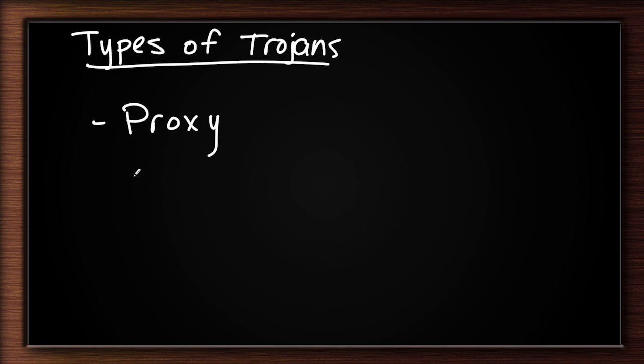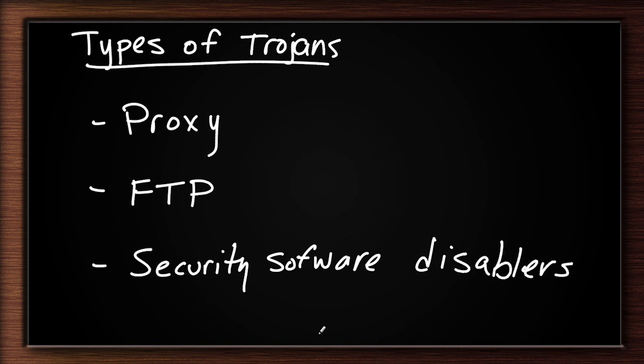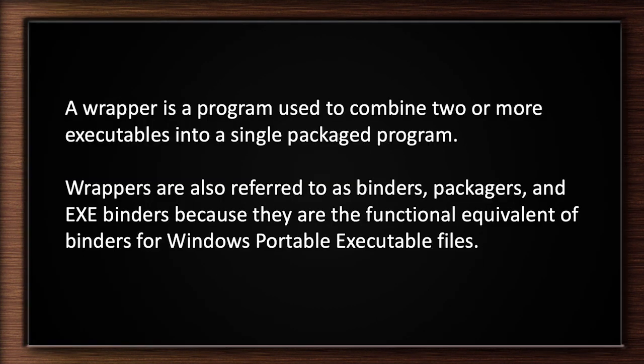There are proxy Trojans, and basically these Trojans are designed to work as a proxy program that helps an attacker hide and perform activities from a victim's computer and not his or her own. There are many other types. There are FTP Trojans designed to work with port 21 over FTP. There are security software disablers, and these Trojans are designed to attack and kill antivirus or software firewalls and many others.